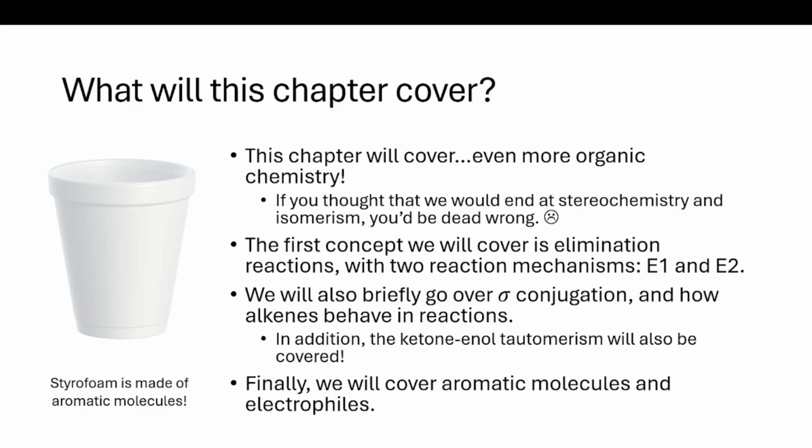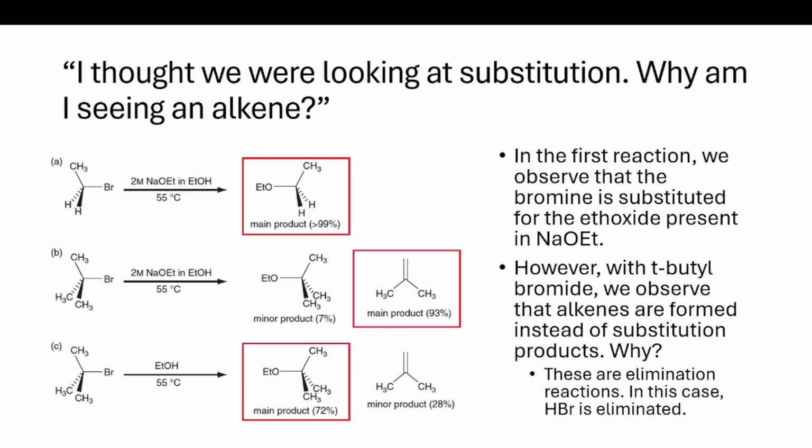And in addition, we will briefly go over some more molecular orbital theory and also sigma conjugation, which dictates how alkenes behave in reactions. And also, we'll be discussing enols and enolates. And finally, we'll be talking about electrophilic addition for aromatic molecules. So let's get straight into it.